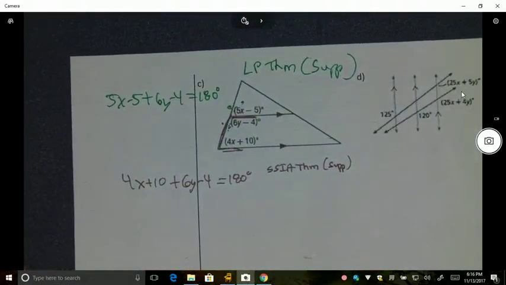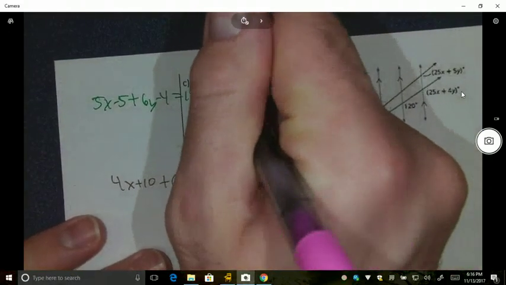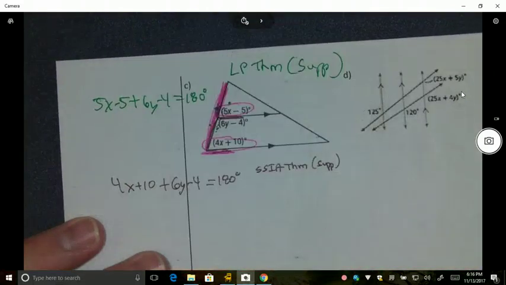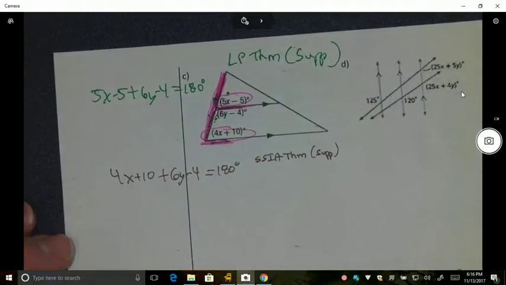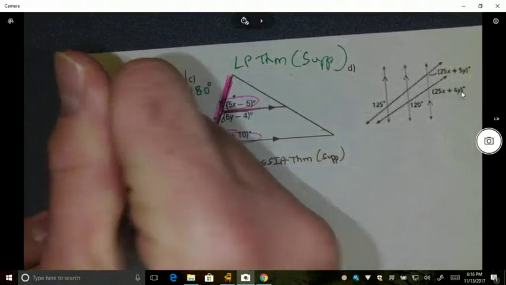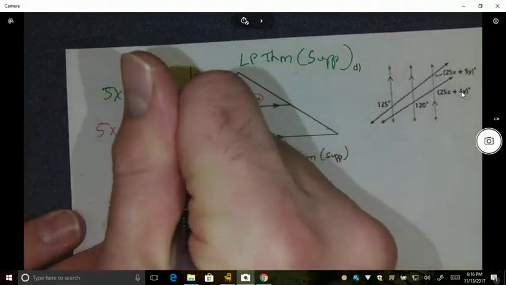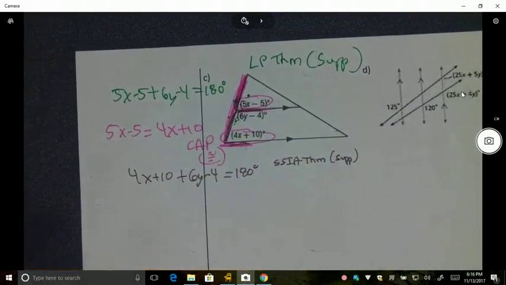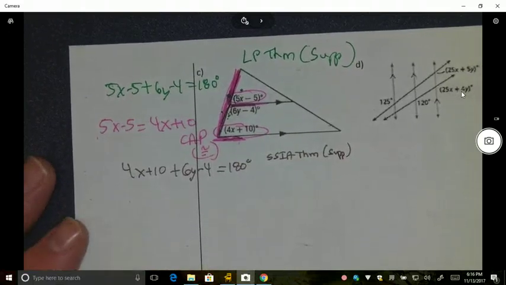There is a third equation that I can generate, and that is if I look at this whole transversal and this top angle and this one. They are under the letter F. It's upside down, but they're under the letter F. So those two are actually equal. 5x minus 5 equals 4x plus 10. And that's by the corresponding angles postulate, which says that they're congruent. And since they're congruent, I'm able to set them equal. 3 possible equations, all solvable.